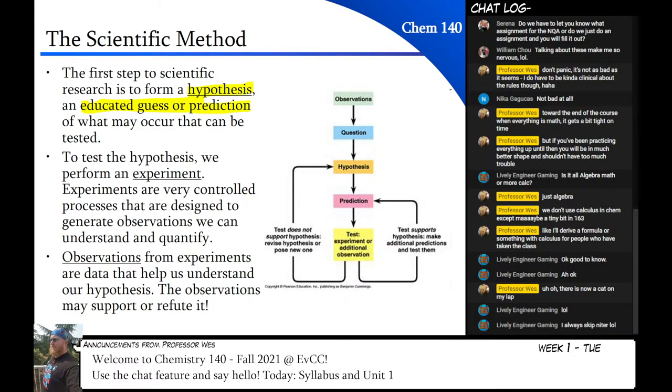Now, in order to test that, you have to do the experiment. Your experiment is a scenario or setup that is very, very controlled. And there's another word that I want to put here that isn't actually written here. Reproducible. When you do an experiment, you should get the same outcome every time. And that's very important. If you do an experiment and you get random results, then you can't really learn something.